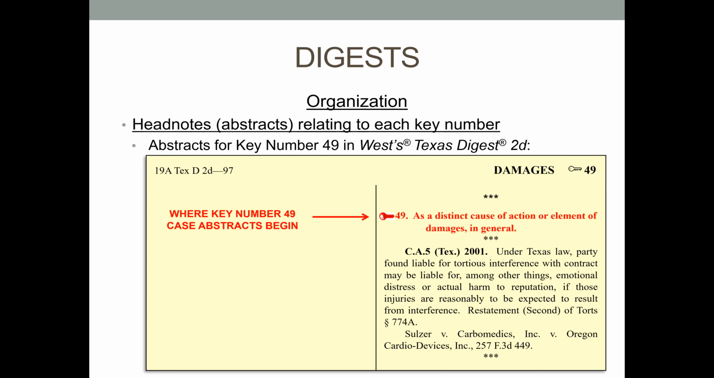And so here in red, we have the heading. It'll have a key symbol and then 49. And that means, okay, all the headnotes that are following now will relate to key number 49. And then the headnotes begin.